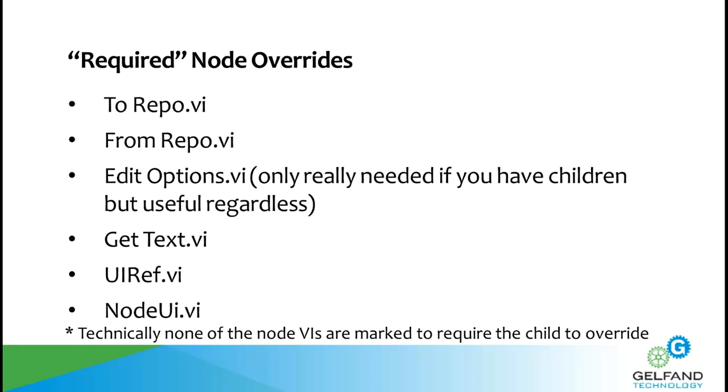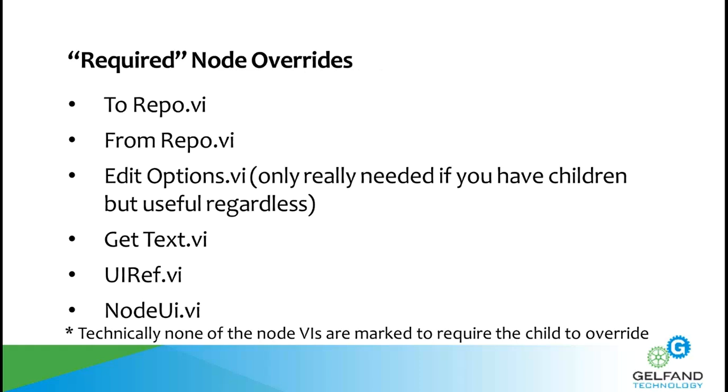So to repo and from repo, in conjunction with to tree and from tree, these four sets of VIs, the two for read tree, write tree, and the two for repo, from repo, which have to be done on a class-per-class basis, are where 99% of my headaches and hard-to-do issues came from. Those are the places you have to worry about.